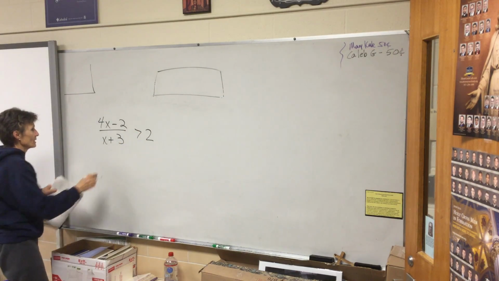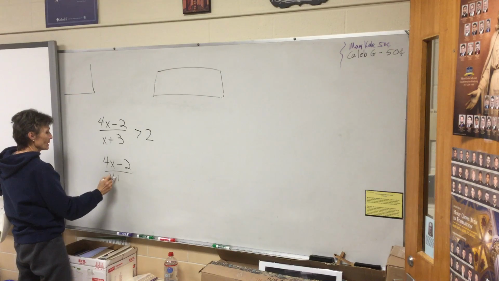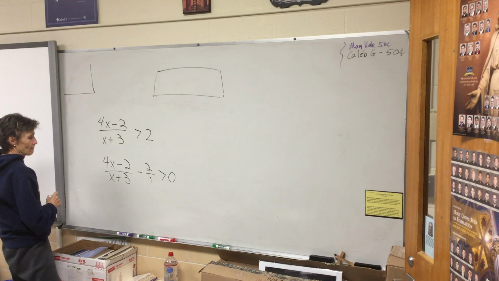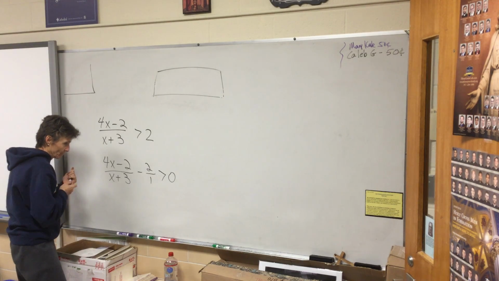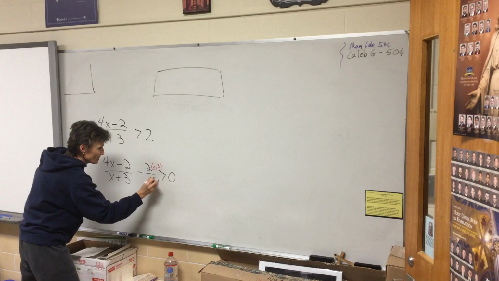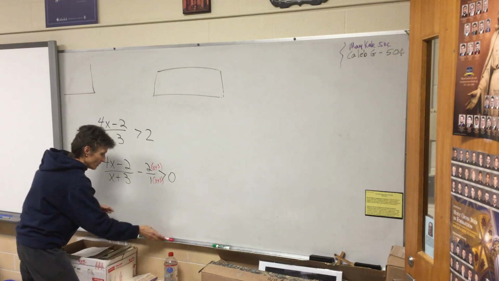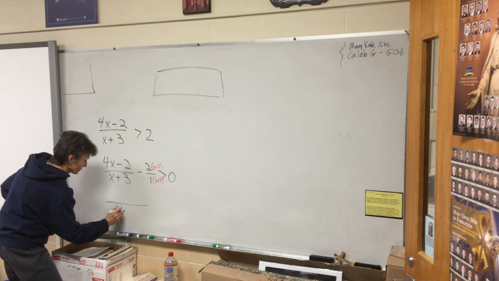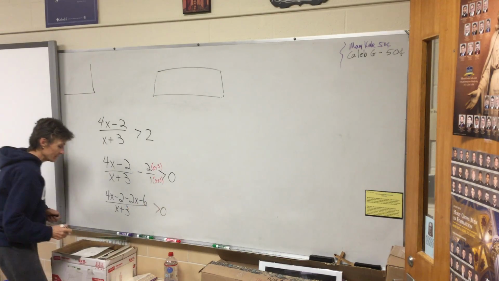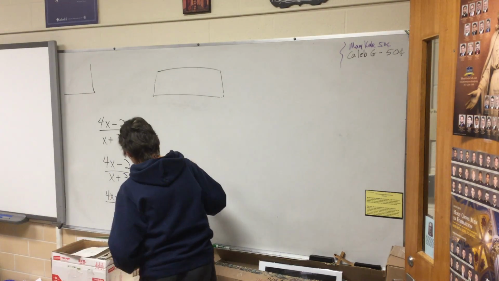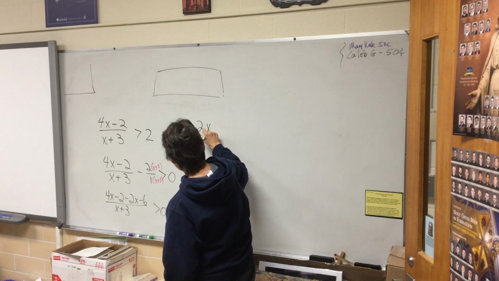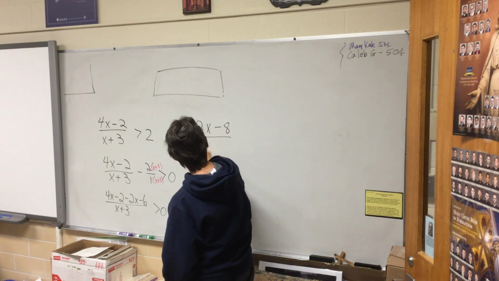I subtracted the 2 over. Yes, that's exactly what you want to do. And then I put that over 1. And then I multiplied both of those by x plus 3, just like that. And then for the new problem, I wrote it as 4x minus 2 minus 2x minus 6, over x plus 3. Yep, that's exactly right. And then I combined them, and the 4x and the minus 2x went to 2x and then minus 8, over x plus 3. Beautiful.